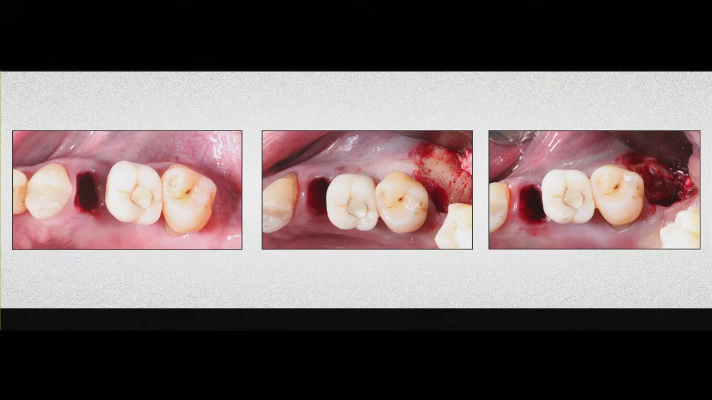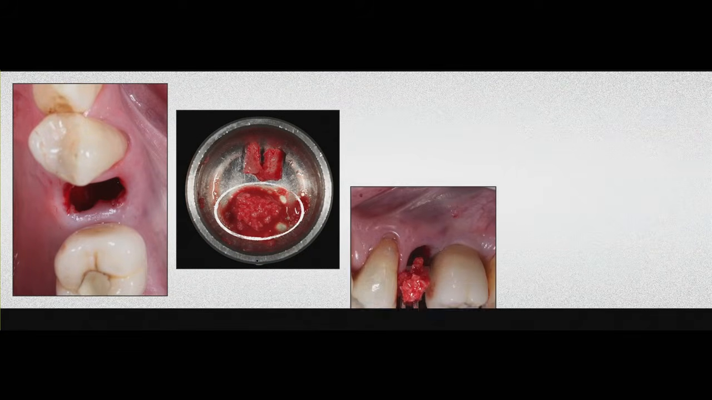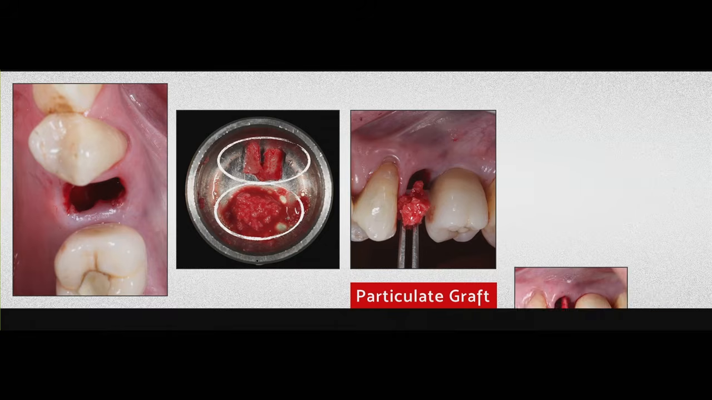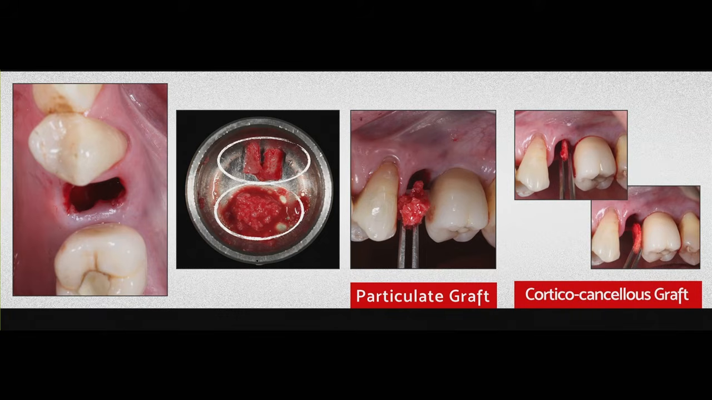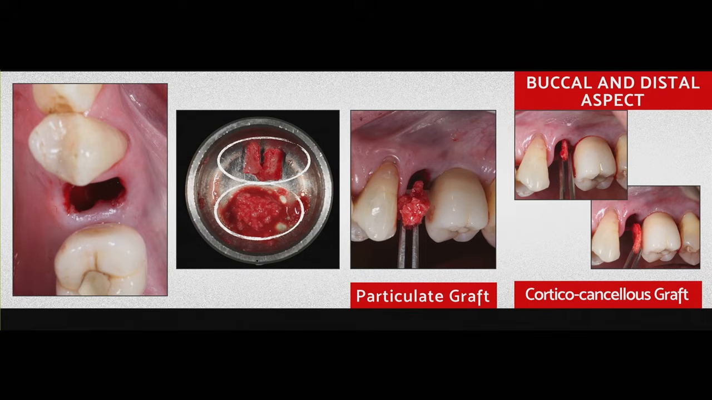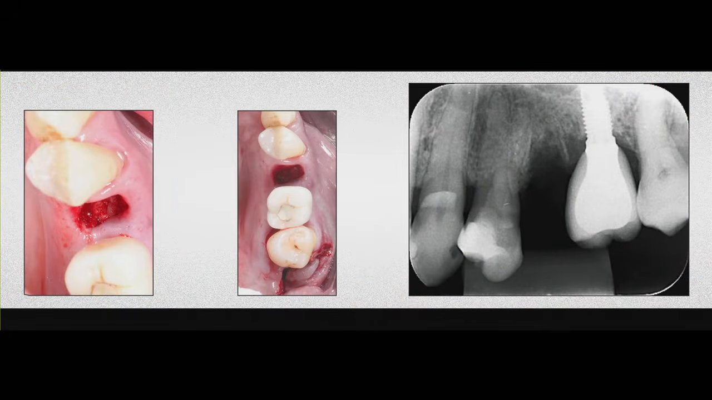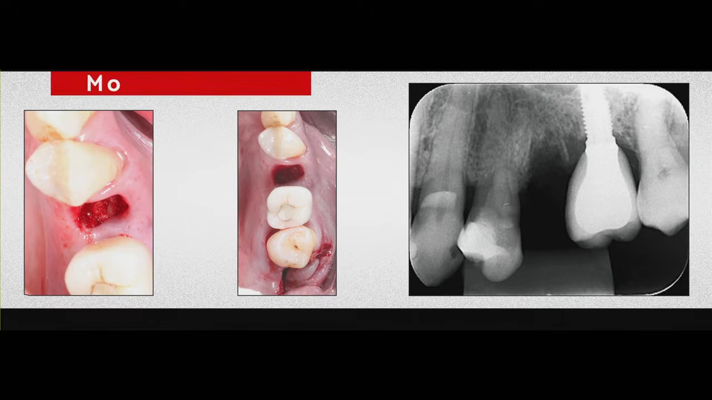We went to the tuberosity in the same site. We harvest bone, and we split this graft in 3. The particulate bone was packed in order to fill the apical part of the socket, plus 2 pieces of cortical cancellous graft, one at the buccal aspect and another one in the proximal aspect. So we fully fill these gaps with autogenous bone.